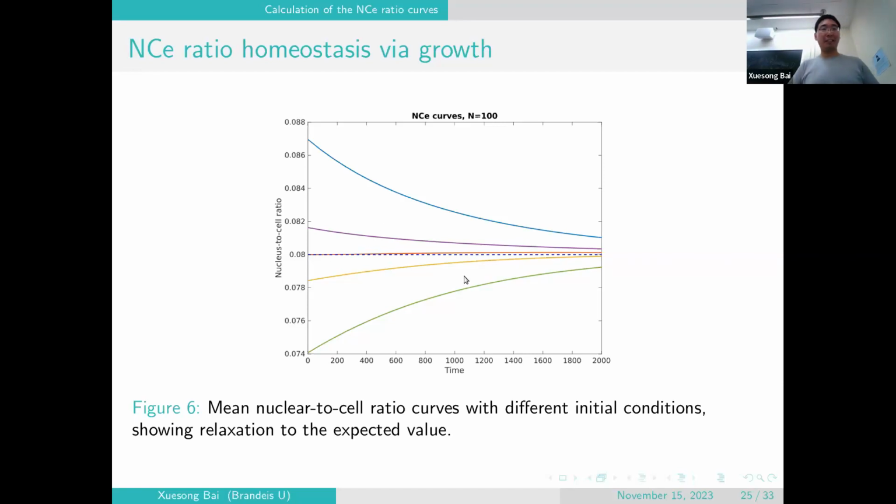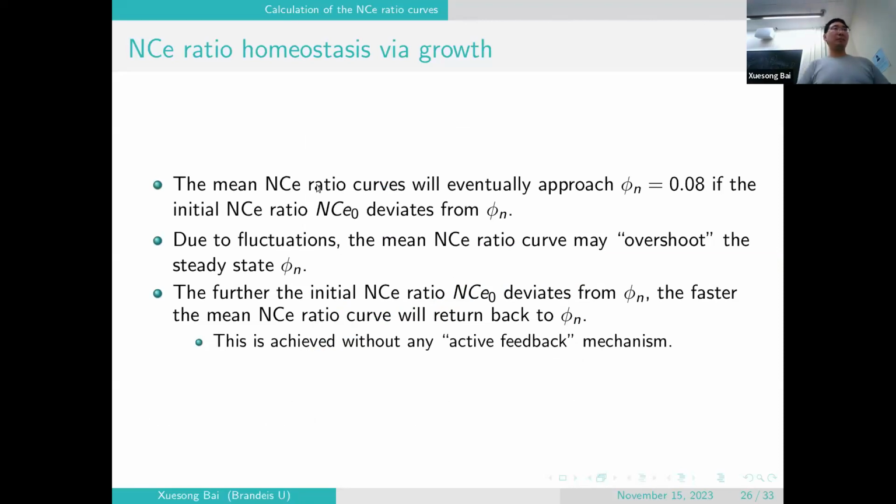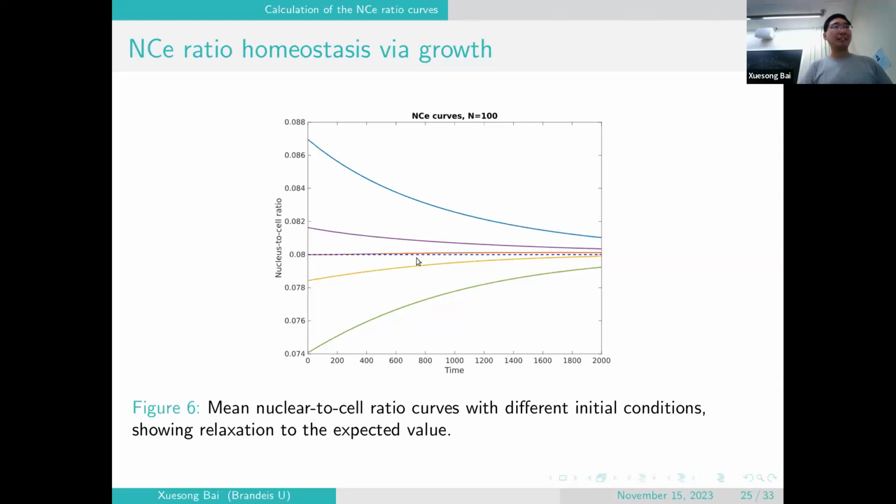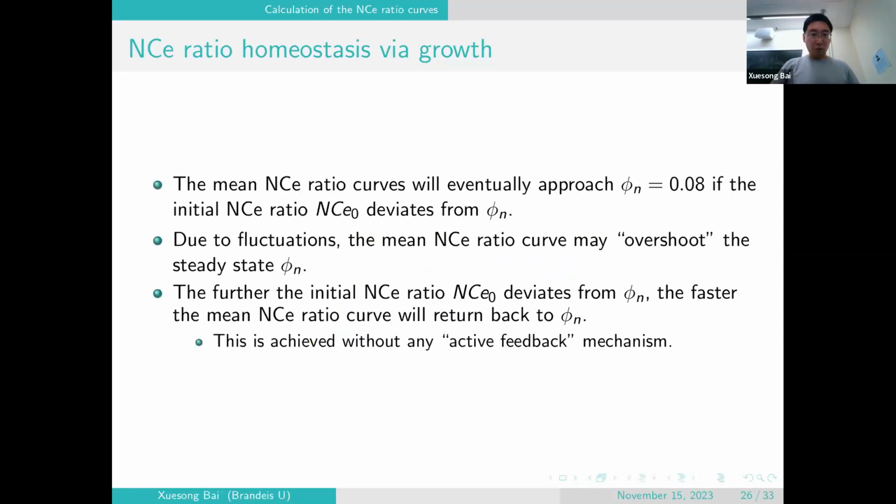Basically, this picture demonstrates the nucleus to cell ratio homeostasis, but a few observations can be made. First, of course, the mean curves will eventually approach this expected value if the initial condition deviates from this value. But what's interesting is this curve in the middle. It starts exactly from this 0.08, but it doesn't really stay on this as expected. Instead, it goes up a little bit. This is the system size n equal to 100. This is observed at other system sizes as well. Due to fluctuations, this mean curve may overshoot the steady state a little bit. Later in the Taylor expansion approximation, we may see why.